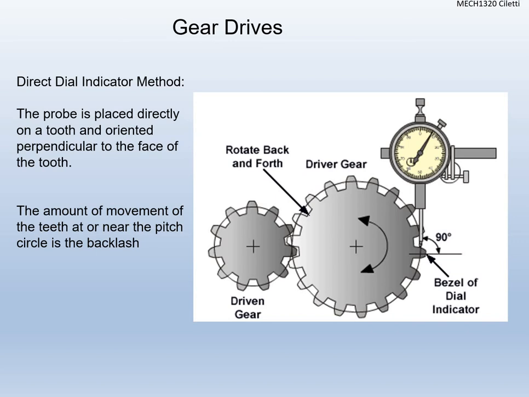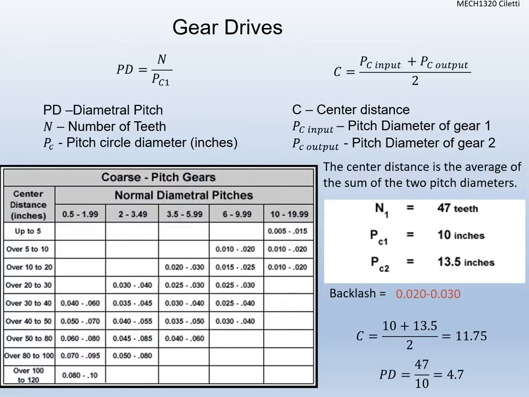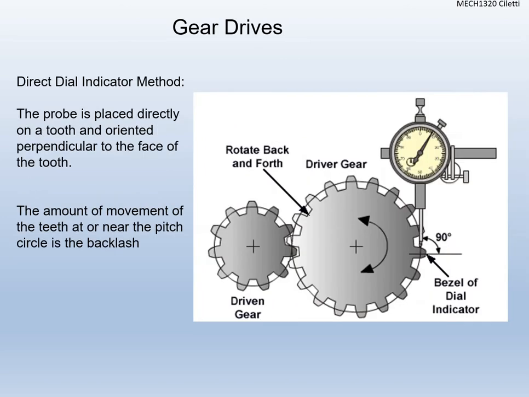So notice that the dial indicator's on the back side of the driver gear. You're going to rotate it back and forth as it's connected to the driven gear. Whatever case you're going to get in the lab, but in this case, it's 0.02 to 0.03. So somewhere between there on that dial indicator, you're going to move that so that the gears mesh properly. Okay, so this is the setup that you're going to do in the lab.